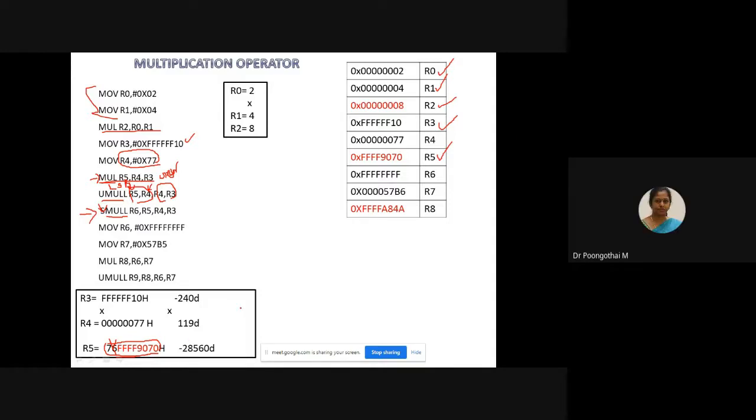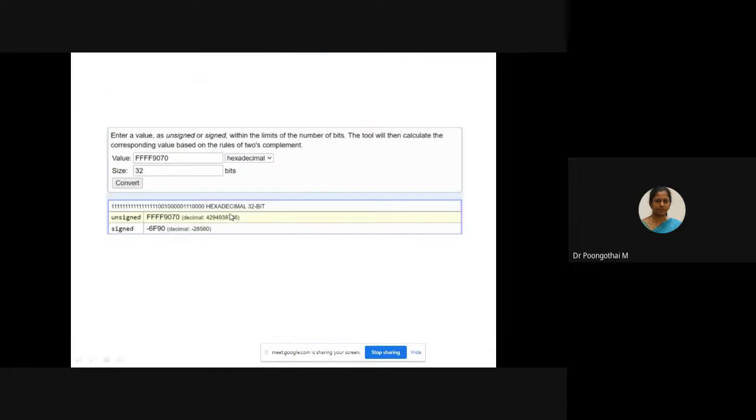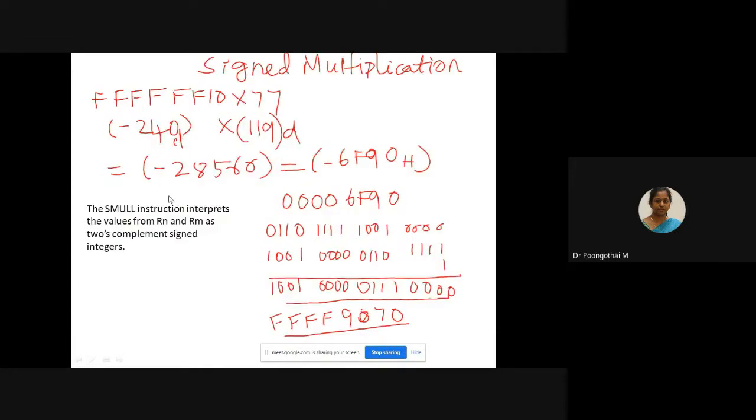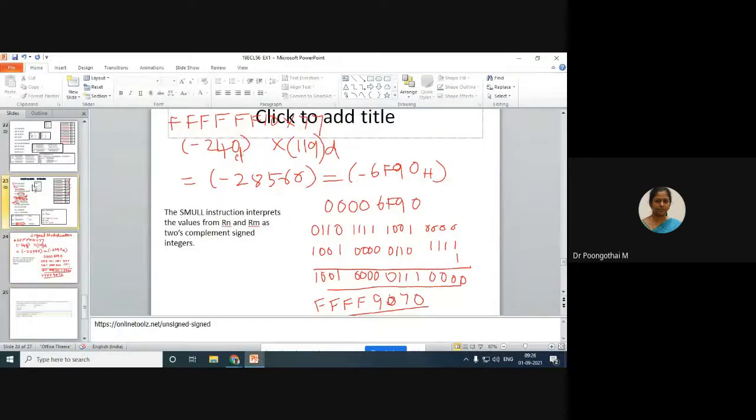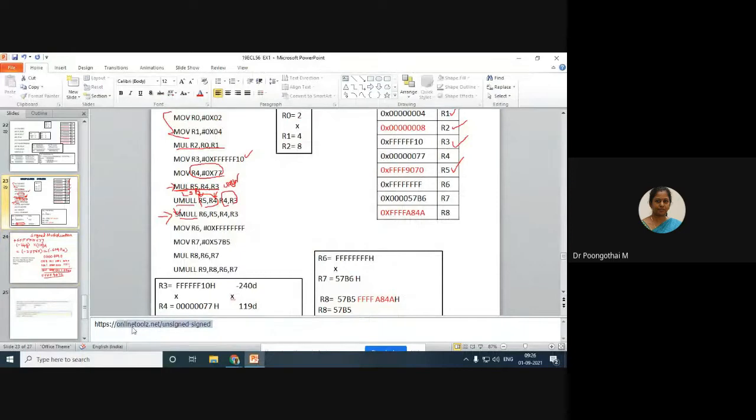So use your online calculator. This value is FFF, 10 is minus 28560. Just use this calculator and find out the exact value for this one. For this one, minus 240. So open this calculator, enter this number and find out the signed value for this particular thing.